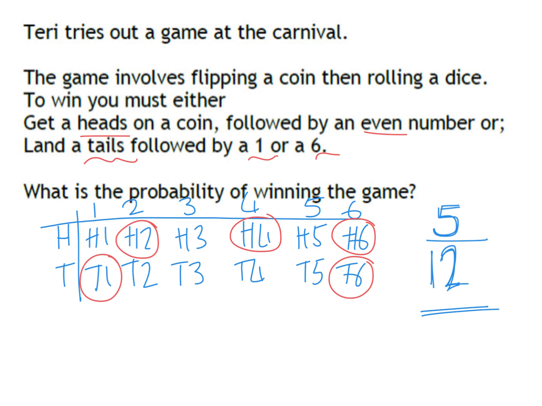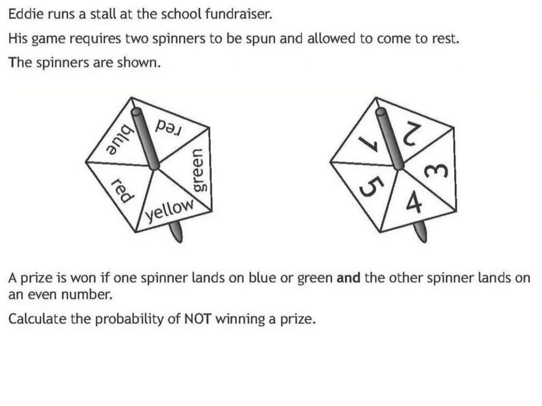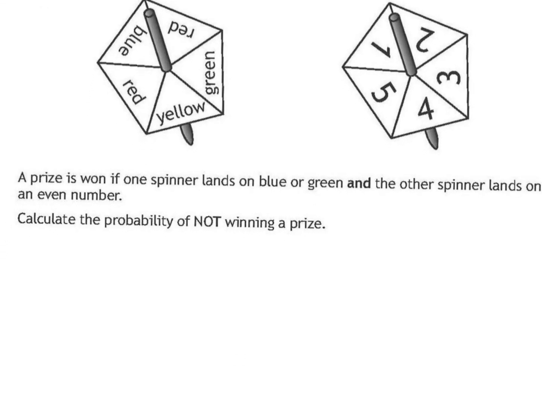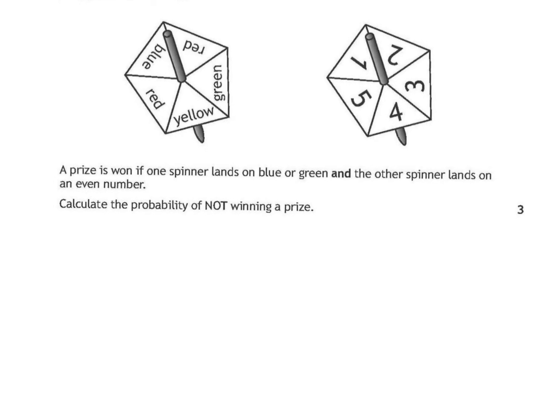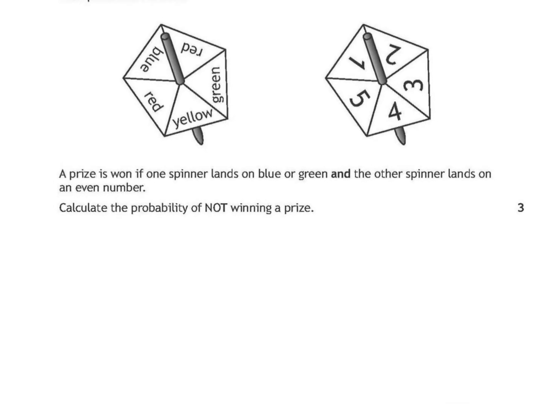Roll up, roll up. Here we have another one. This time we're talking about 2 spinners. So the spinners are spun. I'm just going to move this to get a wee bit more room. To win a prize, we need to land on a blue or a green and an even number. So let's do our table of outcomes.